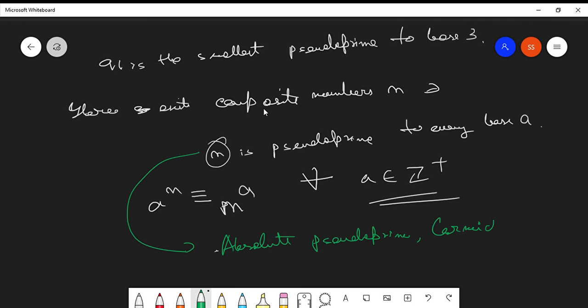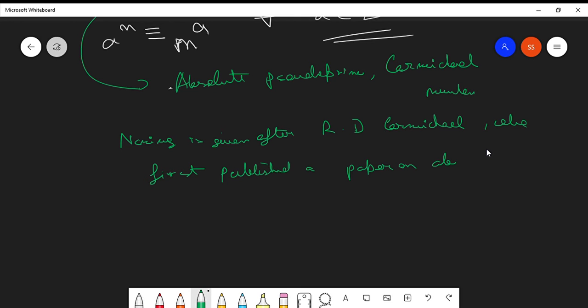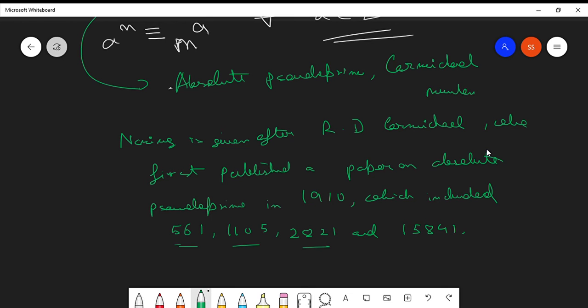The naming is given after R.D. Carmichael, who first published a paper on absolute pseudo primes in 1910, which included 561, 1105, 2821 and 15841. These are absolute pseudo primes.